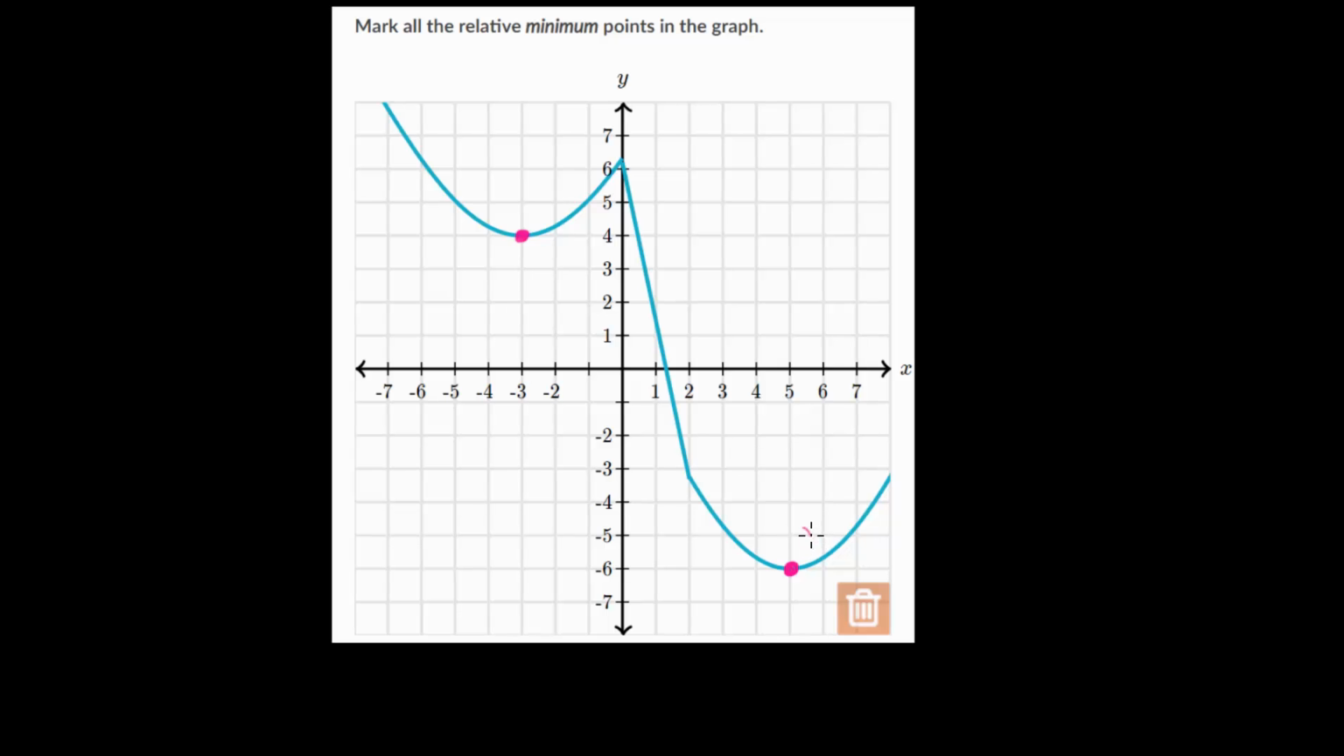Since again, if you look at all points around it, they all have higher y values. Just like this one, all points around this one, the y values are all higher than it. So that's why these are both relative minimum points. Whereas this one actually would be called the absolute minimum, since out of all the points, this is the lowest one. But like I mentioned, we'll look at that in the next video.